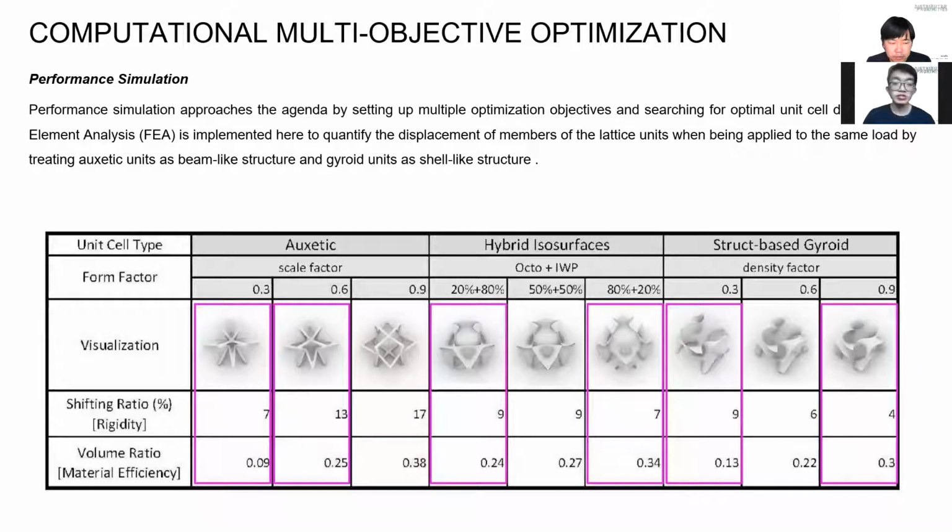Performance simulation approaches the agenda by setting up multiple optimization objectives and searching for optimal unit cell design. We treated auxiliary units as beam-like structures and gyroid units as shell-like structures. Finite element analysis is implemented here to quantify the displacement of members of the lattice units when being applied to the same load.